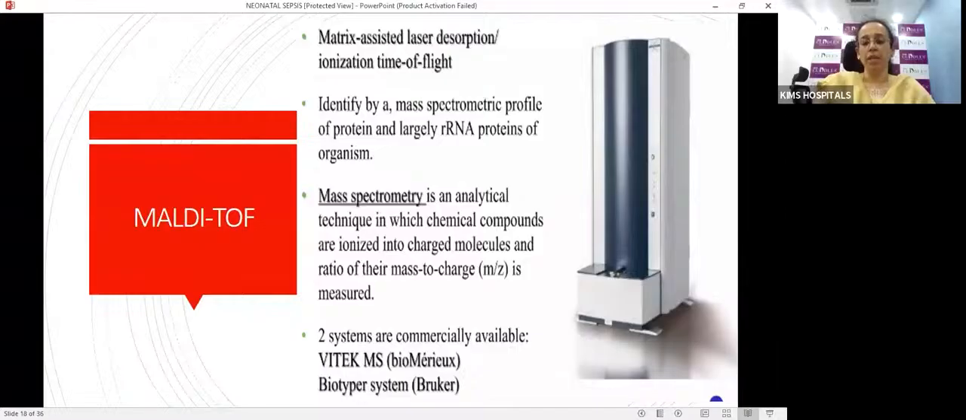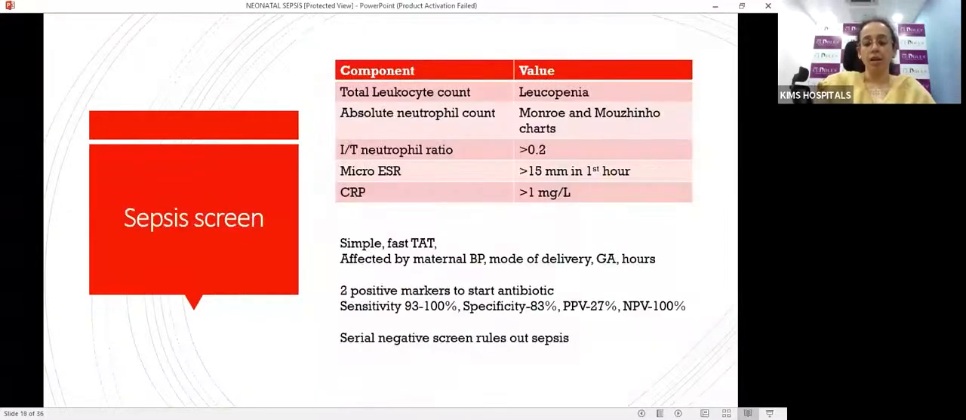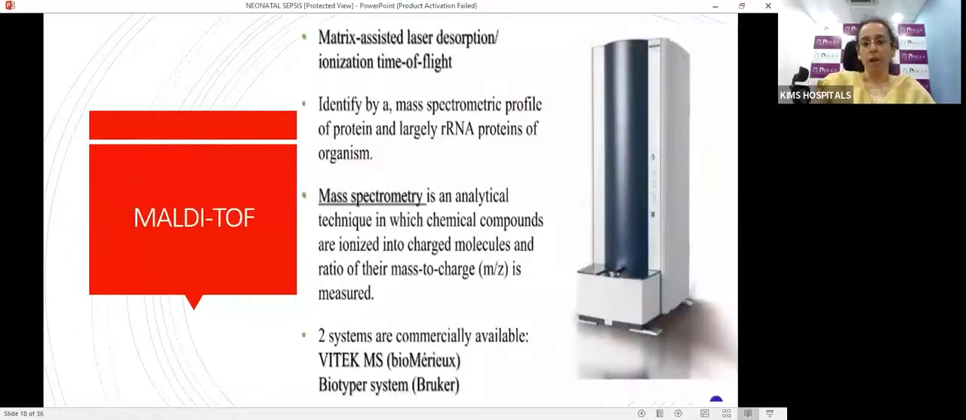utilizes mass spectrometry, in which the chemical compounds are ionized into charged molecules and the ratio of their mass to charge is measured. So that is the mechanism of action of MALDI-TOF. There are two systems which are commercially available, the VITEK system and the Biotyper system. So I thank Dr. Vani, our microbiologist, for these few slides on the different types of blood culture methods.